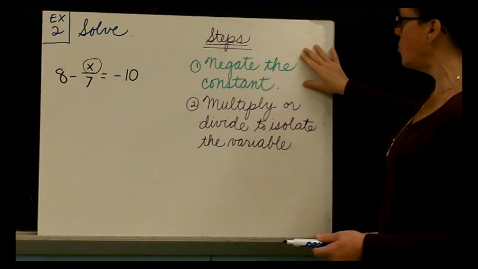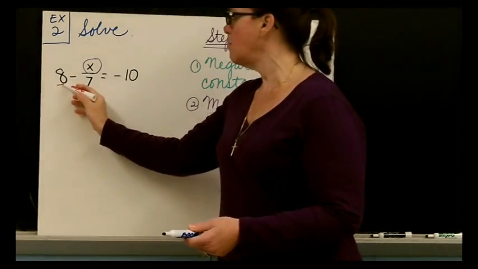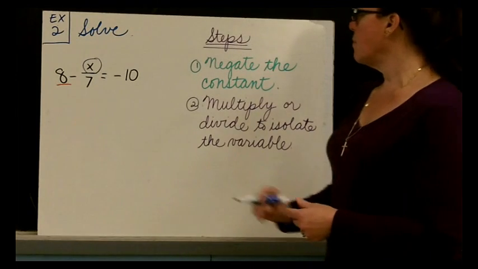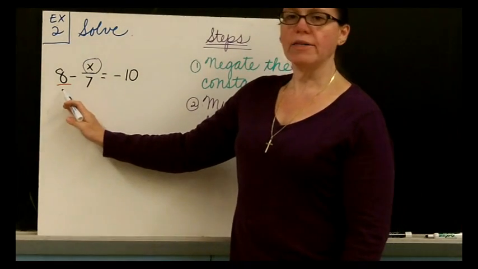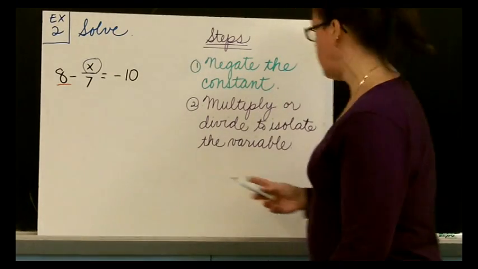First thing we're going to do is negate the constant. And remember, this 8, this number that has no variable attached to it, that's our constant. Our constant is a positive 8, so what we need to do is put a negative 8 on both sides of this equation.